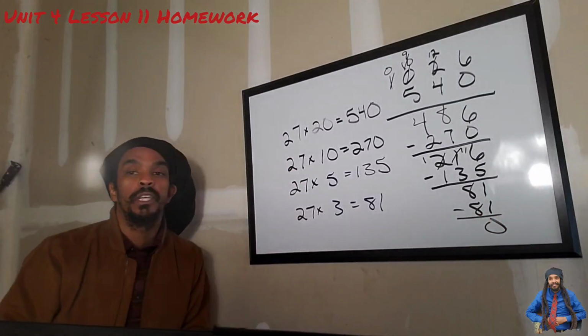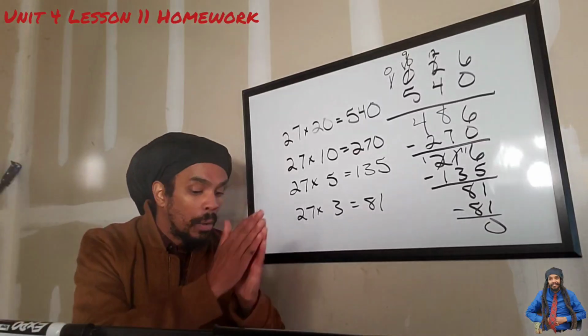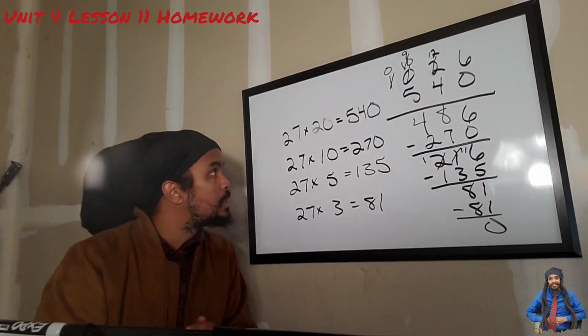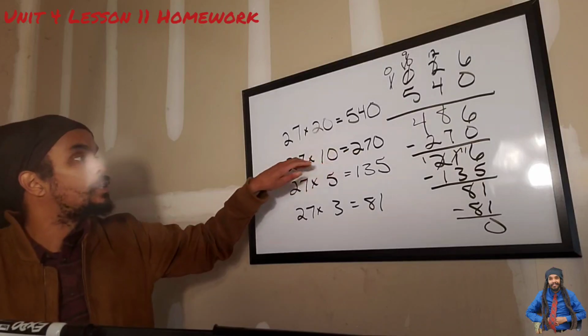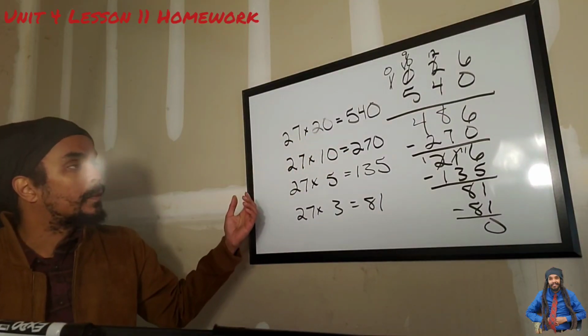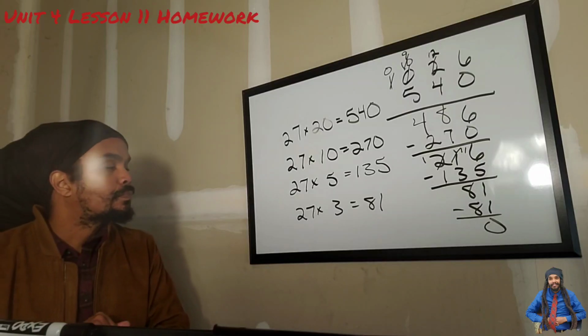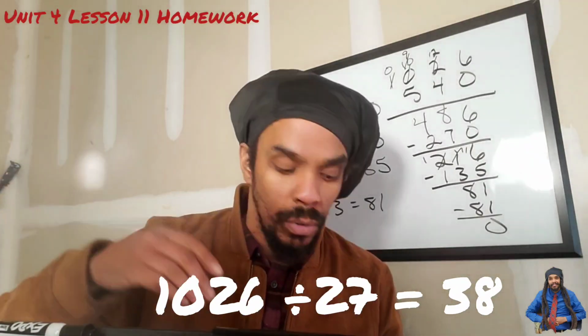The coolest thing about partial quotients is you could take small pieces, you could take large pieces. Like the first thing we did, we could have taken out just 27 times 10, but we knew, how about we just take out a 20 piece at the start? Okay, all right, let's go to the next one.